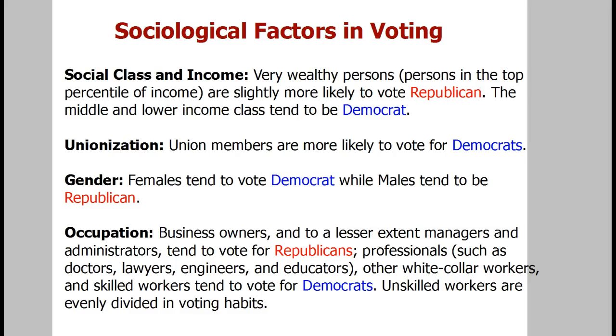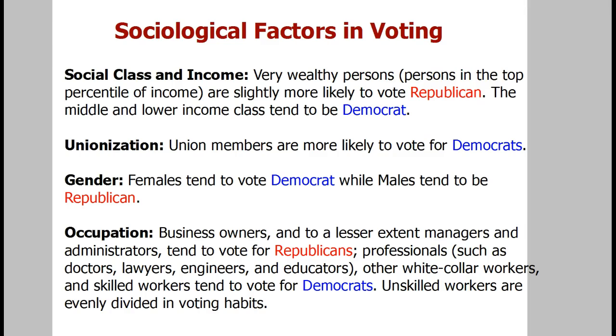All right, so now we're going to talk a little bit about sociological factors in voting. Why do people vote the way they do? What sort of influences them? And we have a couple of categories here: social class, income, unionization, gender, occupation. This is not all of them, but again, we are going to be talking over and over about "tend to," which means that a majority do, but not all. So just keep this in mind.